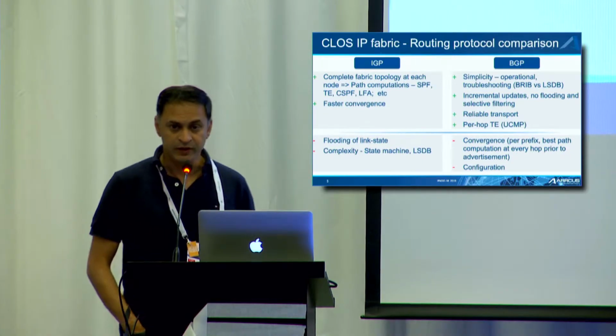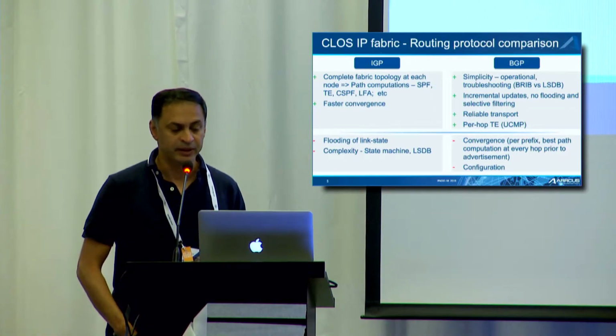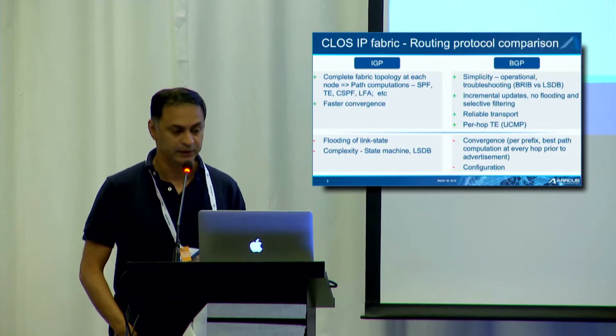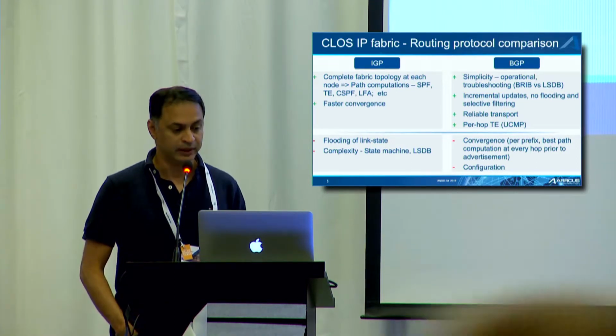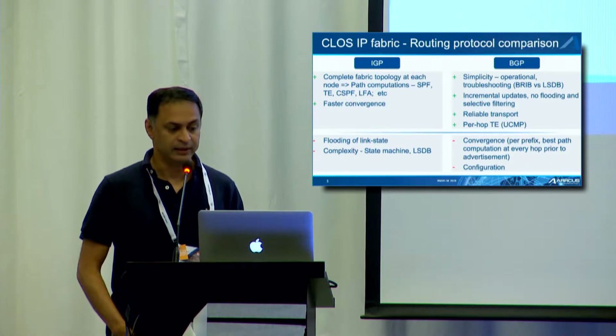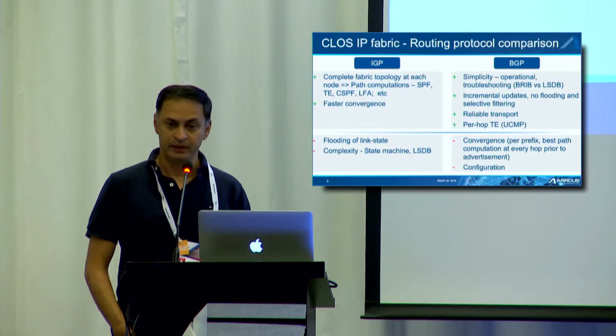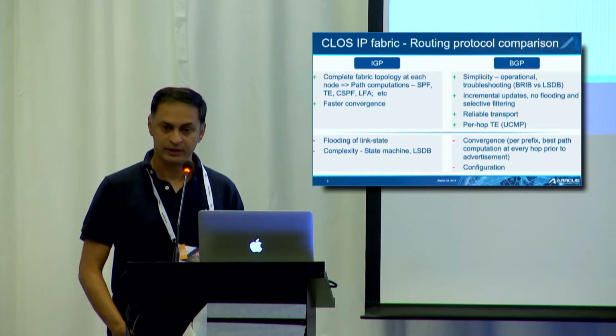So if you look at a Clos fabric and you compare IGPs and you compare BGP, here are the positives and negatives of IGPs versus BGP. Well, for IGPs, it's quite obvious that it computes the entire fabric topology at each and every node, therefore has a faster convergence. Does flood a lot of state unnecessarily, maybe, and there is a complexity in the state machine that is involved in there.